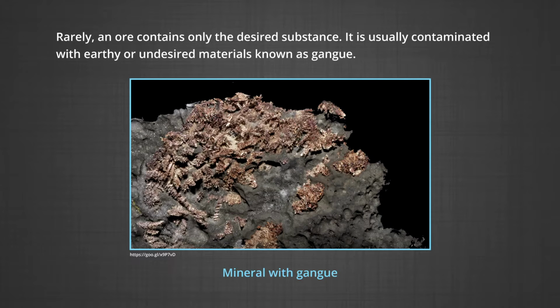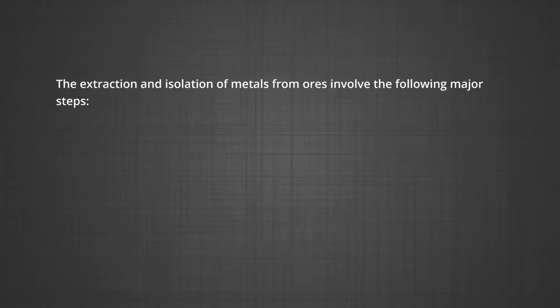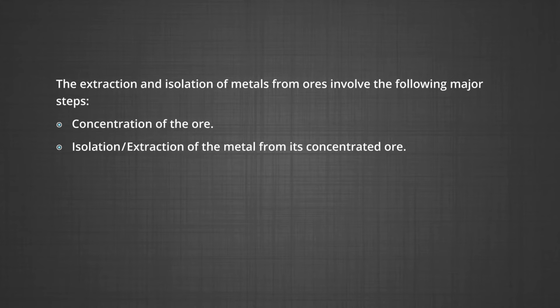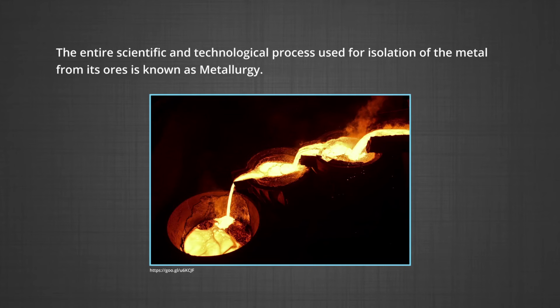Rarely an ore contains only the desired substance. It is usually contaminated with earthy or undesired materials known as gangue. The extraction and isolation of metals from ores involves the following major steps: concentration of the ore, isolation of the metal from its concentrated ore, and purification of the metal. The entire scientific and technological process used for isolation of the metal from its ore is known as metallurgy.